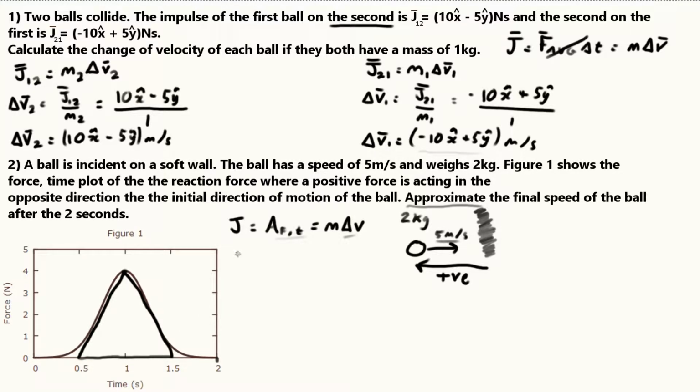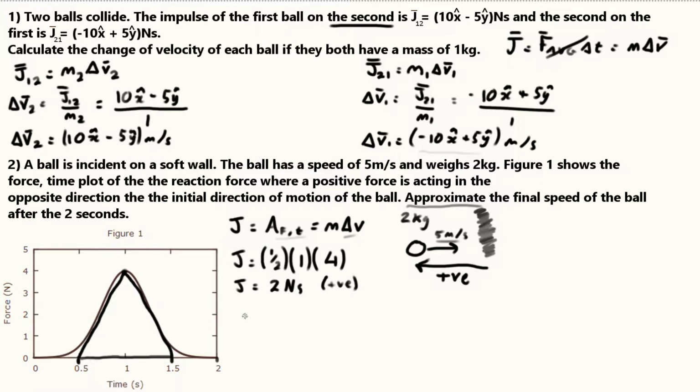This means that our impulse is going to be equal to the area of the triangle, which is 1/2 times the base, which is 1 second, going from 0.5 to 1.5, multiplied by the height, which is 4 newtons. And therefore, our impulse is going to be 1/2 multiplied by 1 multiplied by 4, which is 2 newton seconds. And this is positive, notice, which means it's acting in the opposing direction to our initial velocity.